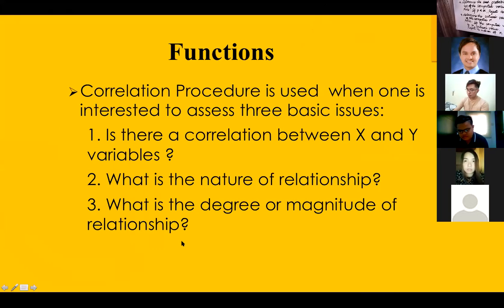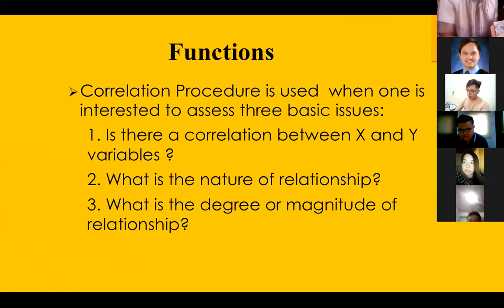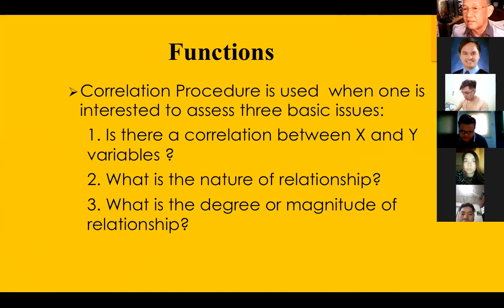Okay? So at this point in time, do you understand the 3 questions? All right. I will end the discussions of the functions. Correlation procedure is used when the researcher is interested to assess 3 basic issues. First, the researcher would like to find out if a correlation exists between X and Y. Second, the researcher is interested to describe the nature of relationship. And third, the researcher would like to explain the degree or the magnitude of relationship. So these are the functions or the situations where correlation procedures can be used.